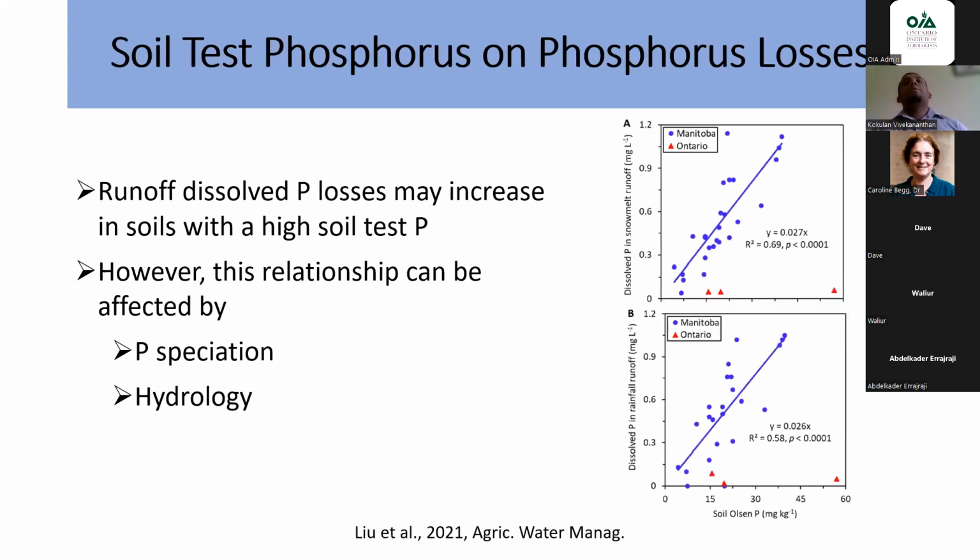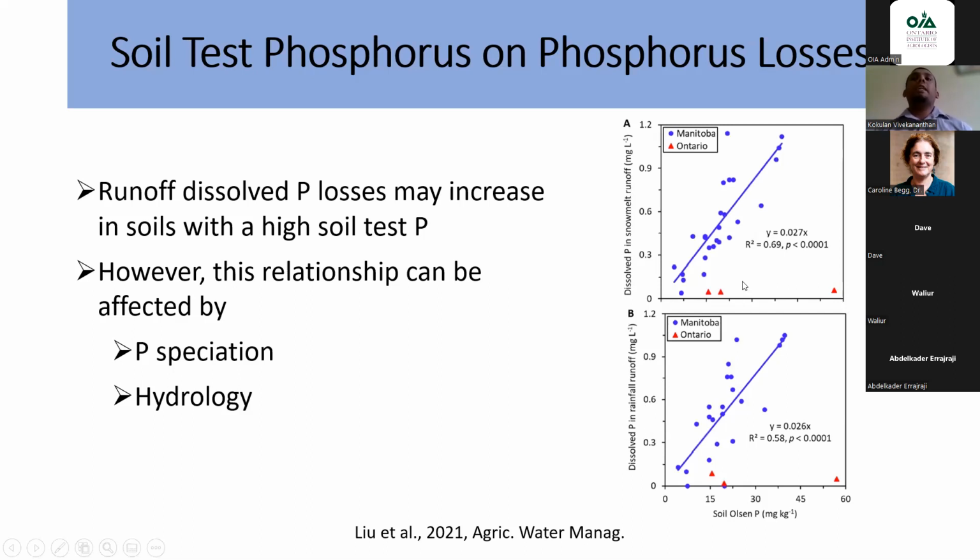So, soil test phosphorus and phosphorus losses. In general, soils with a high soil test phosphorus could yield more phosphorus losses due to their higher phosphorus content. However, this relationship can be affected by the phosphorus speciation and the hydrology of the region. So let's look at a study conducted in Canada. The researchers here tried to identify the relationship between the soil phosphorus content, here Olsen P, and the phosphorus concentration in snowmelt runoff as well as in rainfall runoff.